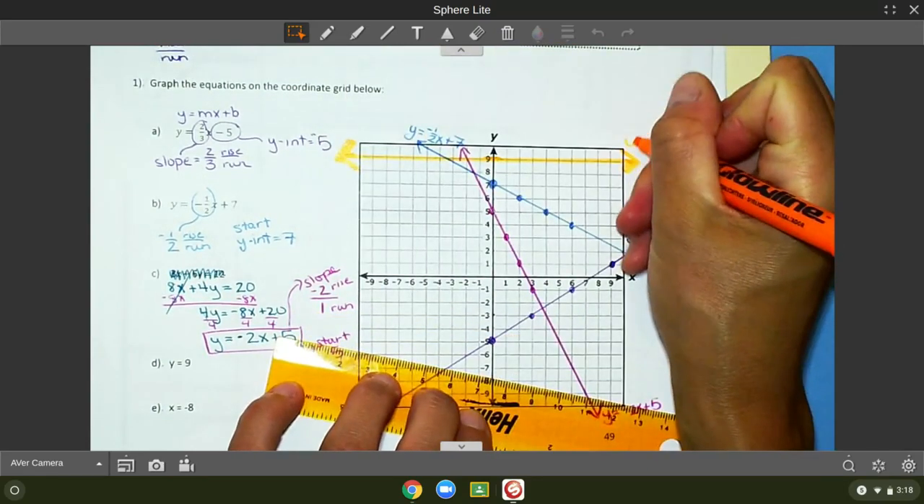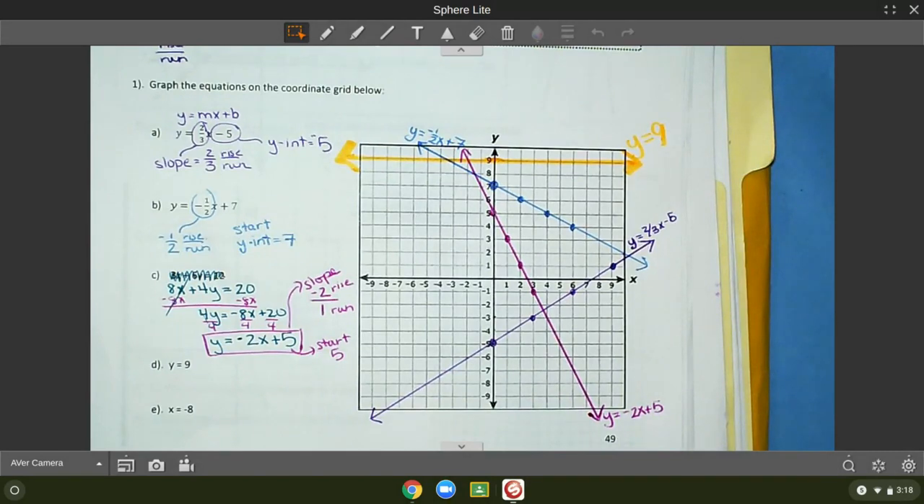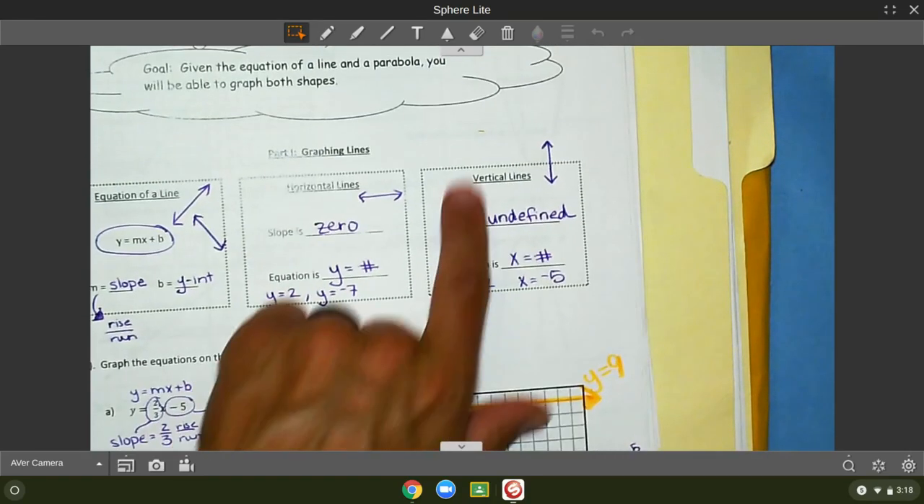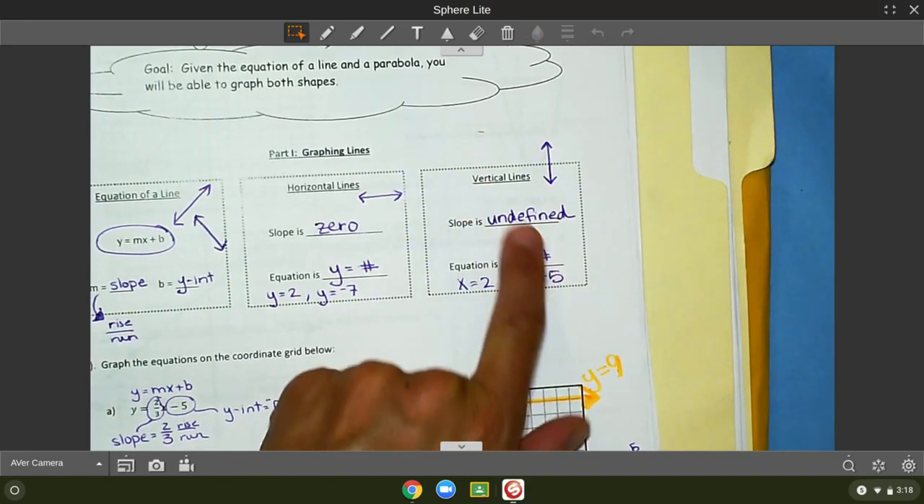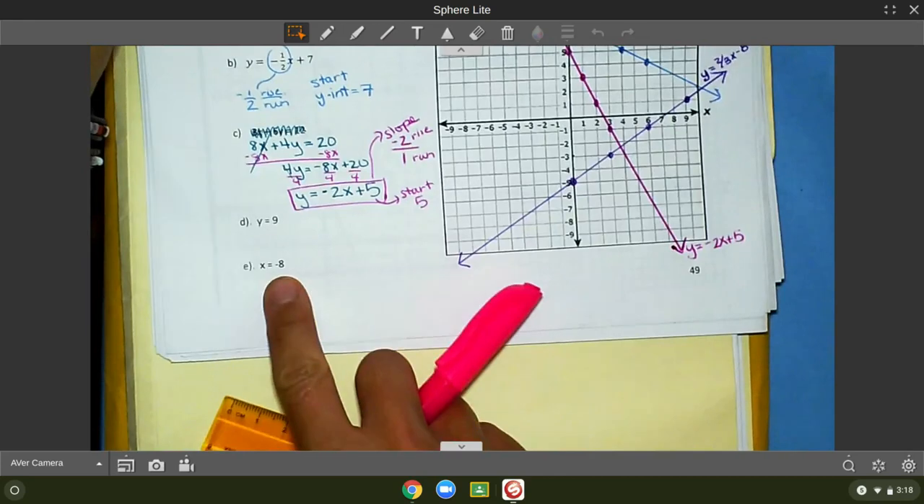And there we go. So this is y equals 9. All right, our last one we have here is x equals negative 8. Now there's no y there, it's just x equals a number. So if we go back up to the top, x equals a number, that's going to be a vertical line. It's going to go up and down, and we want it to go through negative 8.